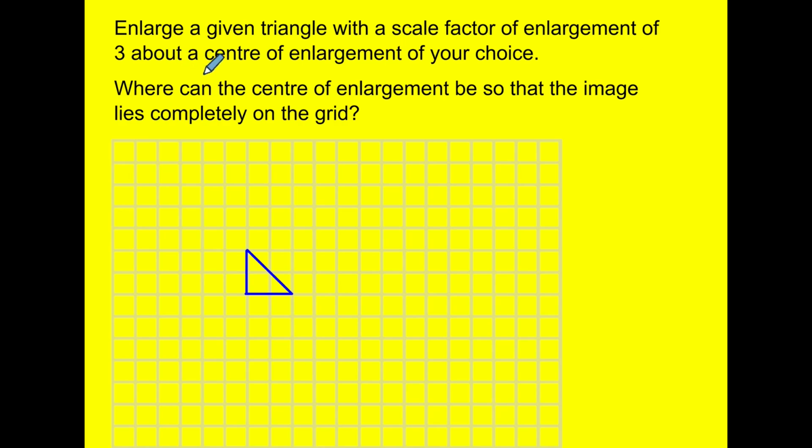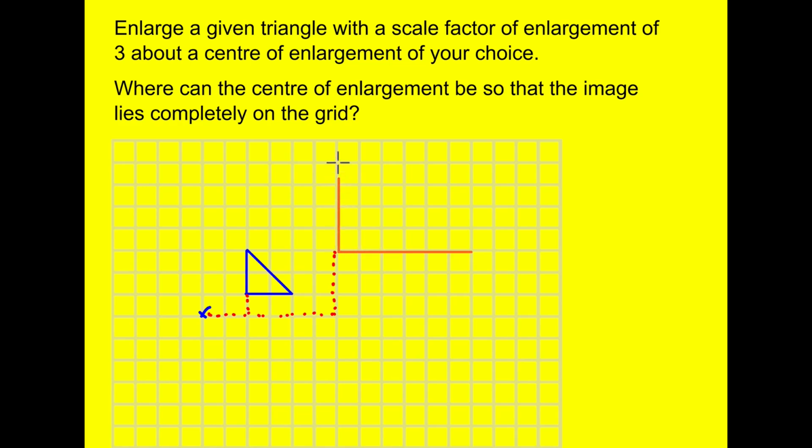Again, you could change that. And you could enlarge it about a center of enlargement of your choice. So I might start out, I don't know, like here. The question is, where can the center of enlargement be so that the image lies completely on the grid? So if I do it for this one, I'm just going to do it with the bottom left point. I go along 2, up 1. So I times both of these by 3, and I'm going to go along 6 and up by 3. And here's my shape. Instead of 2 along, it's going to be 6 along.